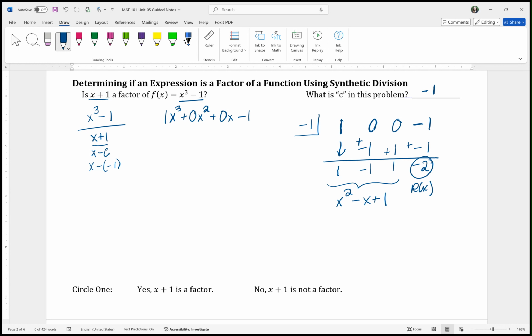What am I actually looking for here, though, if I'm asking, is this a factor? I'm asking, does this divide evenly and give me no remainder, or a remainder of 0? So is r of x equal to 0? That's your question. And in this case, r of x is equal to negative 2. So unfortunately, this is not a factor of the function.